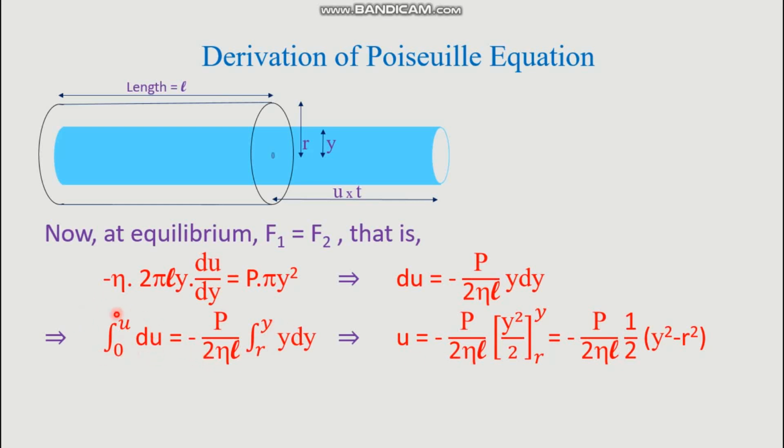Integrating the left hand side, we get u, and on the right hand side, the integration of y dy is y squared by 2, and putting in the limits, we get y squared by 2 minus r squared by 2. If this half is taken as common, the expression is minus p by twice eta L into half into y squared minus r squared. That is, u equals, this negative sign merged with the parenthesis, so they interchange their positions. It becomes r squared minus y squared. So it becomes minus p by 4 eta L, since 2 is multiplied with 2, and finally within the parenthesis r squared minus y squared. This is the extension of equation number 12, hence this is equation number 12a.